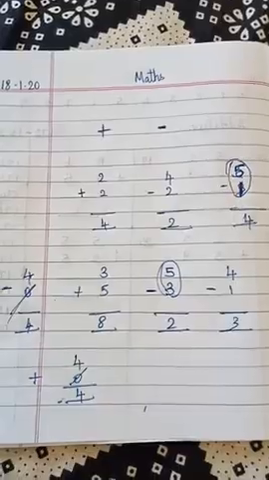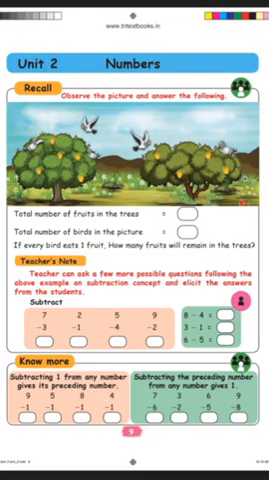Now all take your book. In the book take page number 9. Did you all take page number 9? See, in page number 9, unit 2, numbers they have given. See, they have given a picture: there is a tree with mango fruits. Then birds also are there.